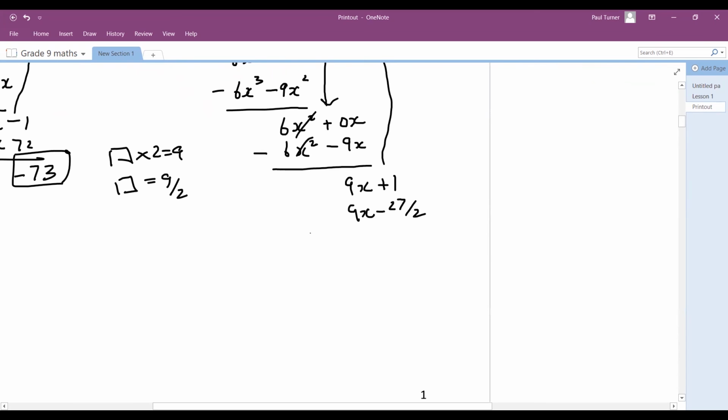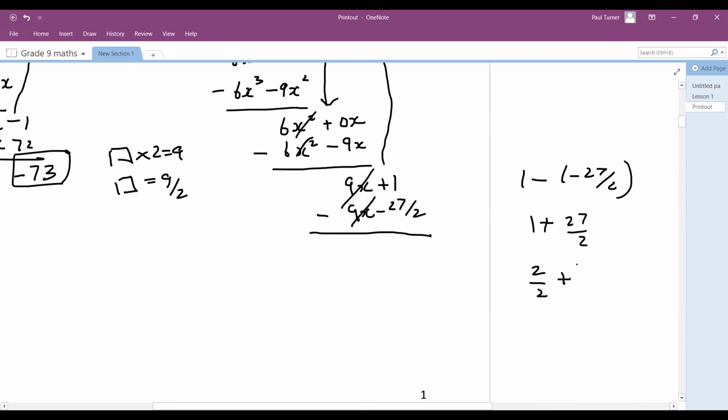And so at that point, you need to subtract 9 minus 9, gone. And this is 1 minus negative 27 on 2. You can change that to positive, 1 plus 27 on 2. And I'll change the 1 to be 2 on 2. That's the same, isn't it? 2 on 2 is 1. 27 on 2 will give you 29 on 2. And that's your remainder there.